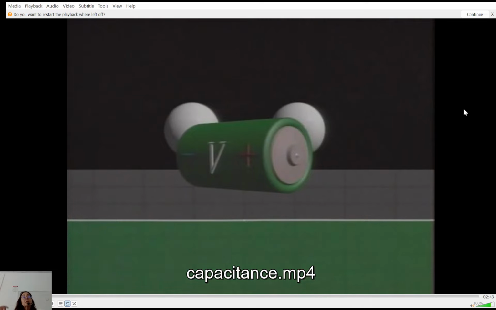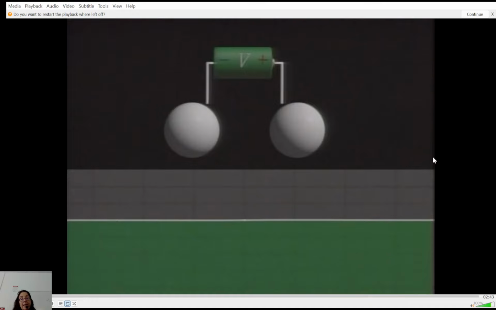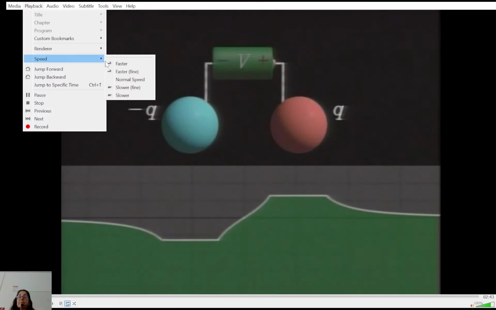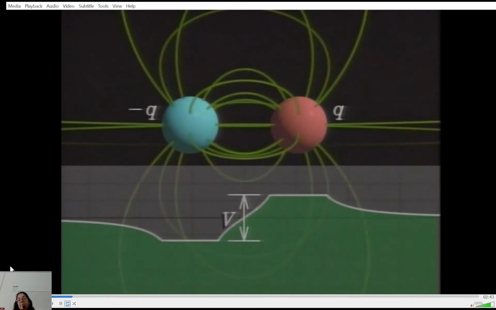A battery has a potential to create an electric field. When a battery is connected between two pieces of metal, it forces charge to flow from one to the other until the potential difference between them is equal to the voltage of the battery. Do you see you get a dipole? Do you see the electric field between the plus and the minus? Like the water molecule. Water molecule is a dipole. That creates an electric field between them.